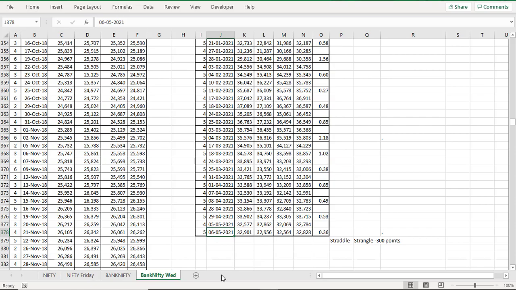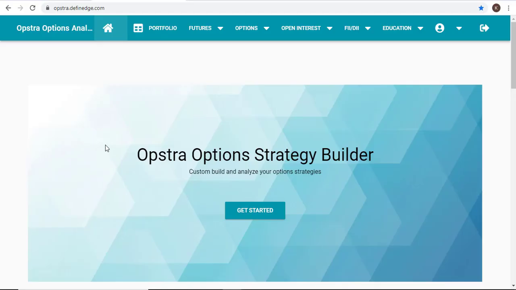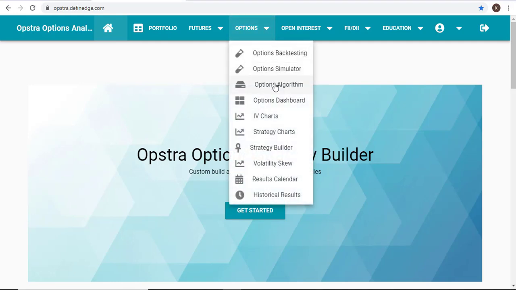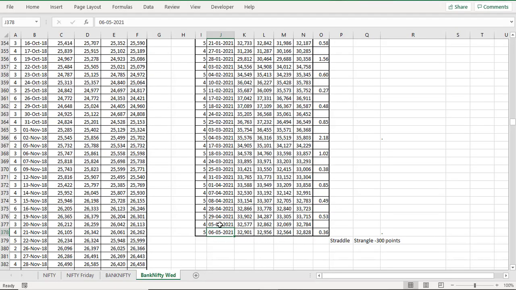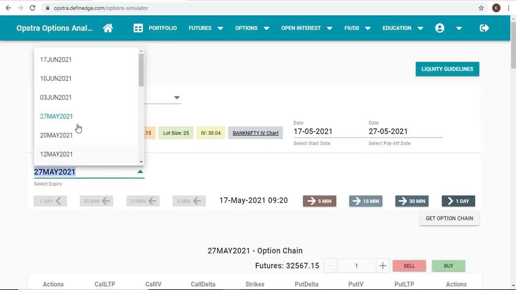Let us simulate it. If I want to simulate any option strategy, I use Opstra. In Opstra there is one option called option simulator. This is in the paid version, so maybe you will have to buy it for a month, but it would be enough for testing a strategy. So we wanted to backtest the Bank Nifty strategy of 6th May expiry, right? So the expiry we want to test is 6th May.